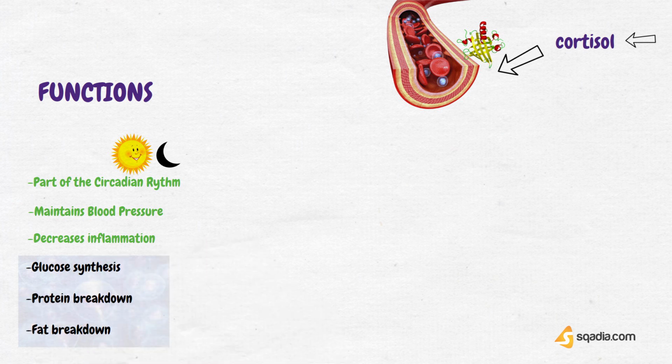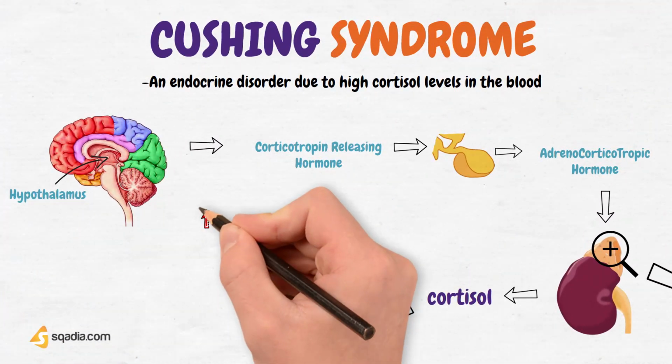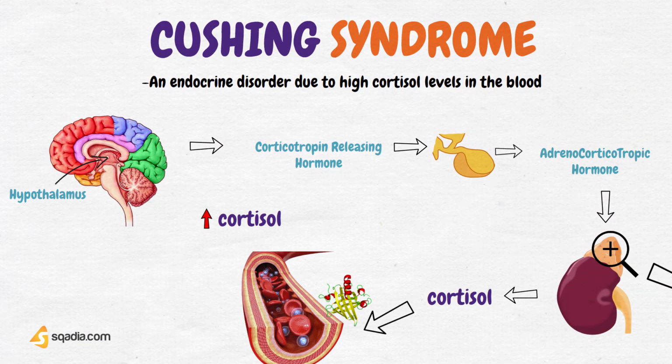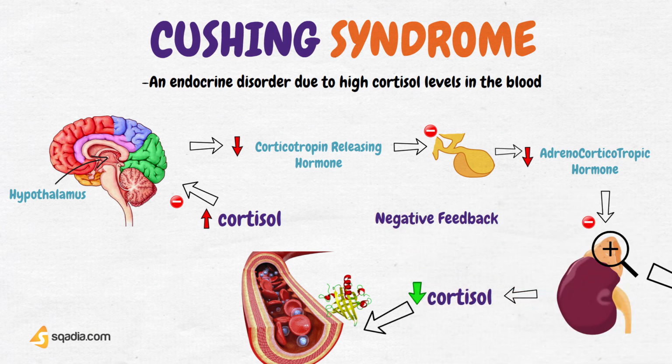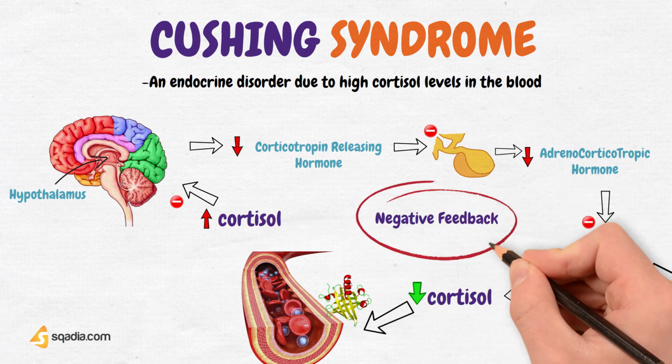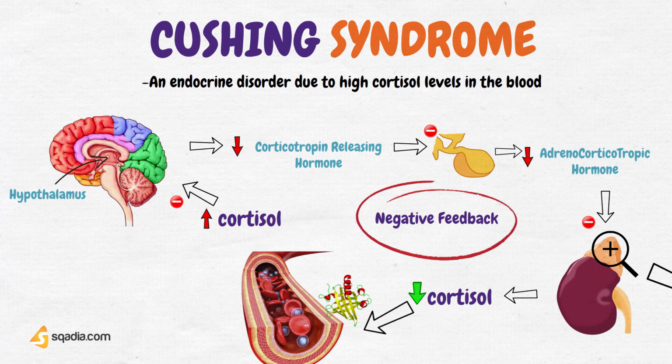How is cortisol regulated? Two words: negative feedback. High levels of cortisol block CRH production from the hypothalamus and ACTH production from the pituitary gland, resulting in decreased production of cortisol from the adrenal gland. This process is known as negative feedback. Cortisol is also excreted into the urine via the kidneys.